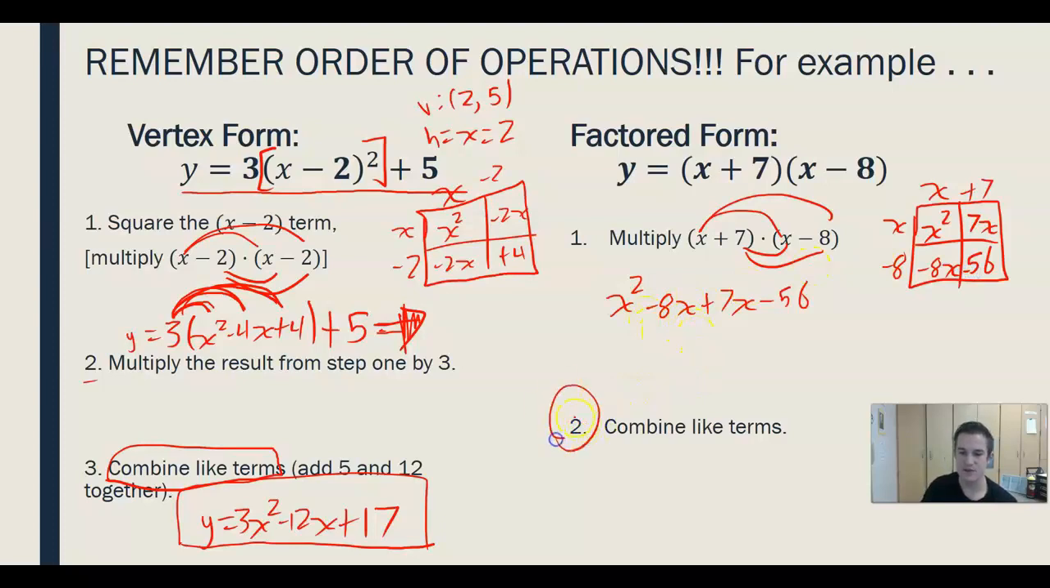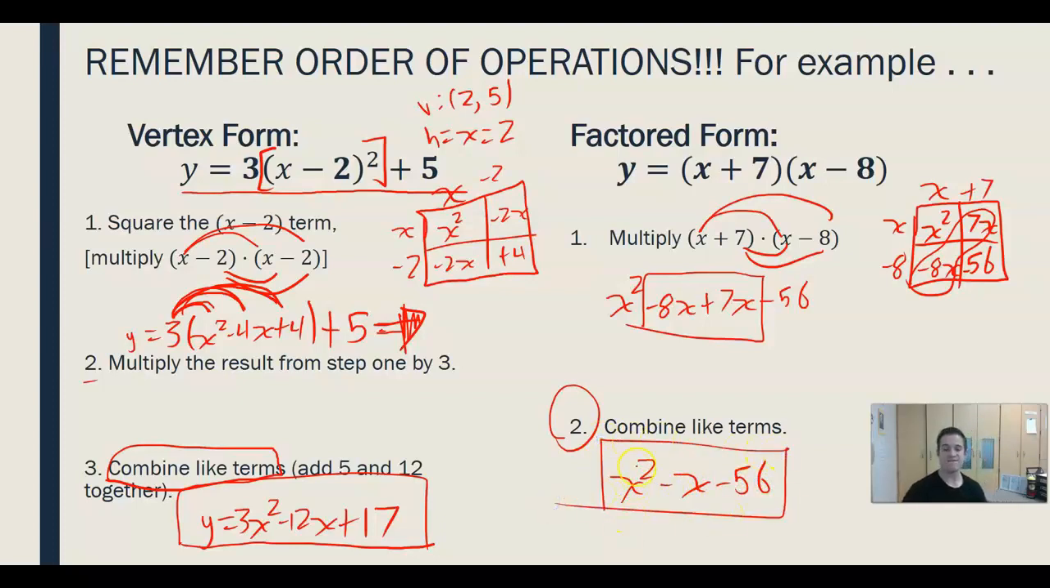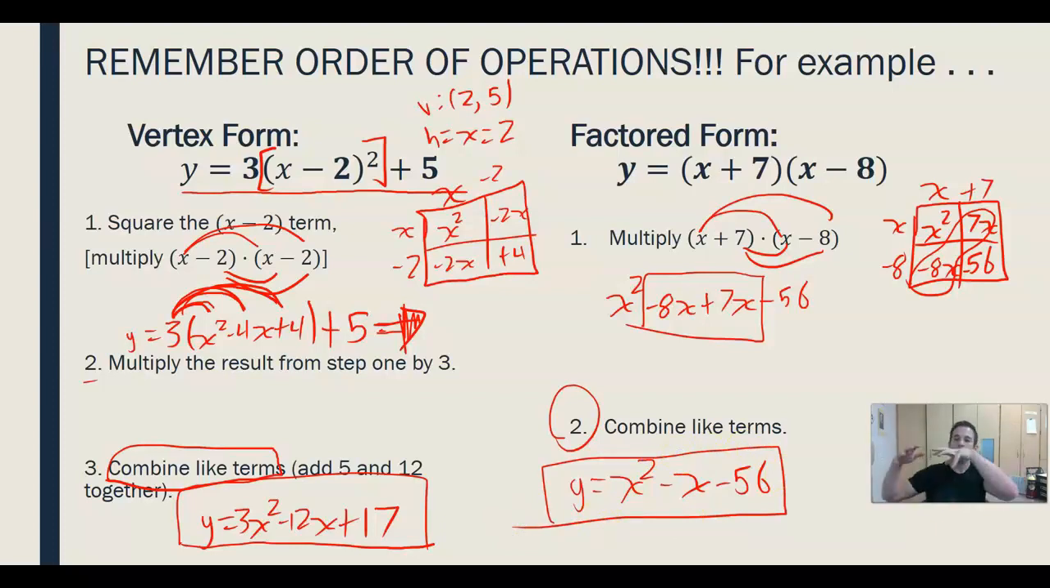So then, step 2 says combine like terms. I can combine these x terms together. Negative 8x plus 7x is negative x, so x squared minus x minus 56 would be my final answer. Y equals x squared minus x minus 56. And from there, I can convert that to vertex form or into factored form, whichever you would like. And then we can find all the characteristics about quadratic functions that we've discussed in this unit so far.